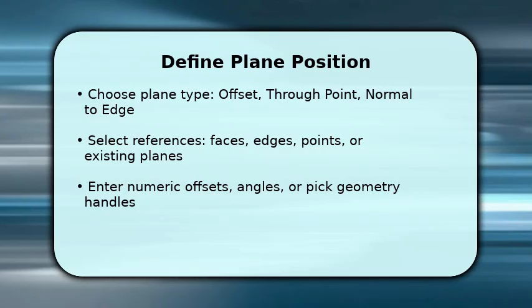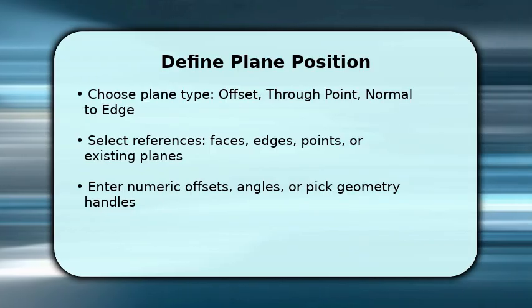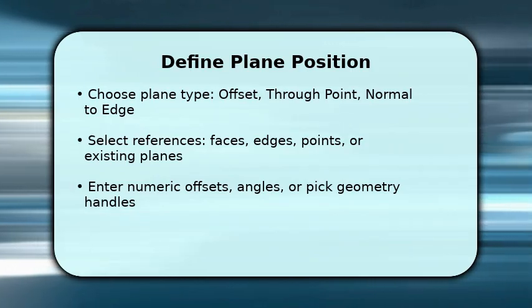First, pick the plane type, offset for parallel, through point for exact coordinates, or normal to edge to align perpendicularly. Then select the reference geometry, face, edge, or a vertex. Choose two references if required. Enter numeric values for offset or angle. If you prefer, drag the on-screen widget for fine-tuning.